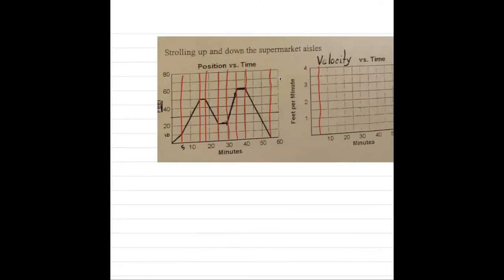10 divided by 5 is 2. So my velocity right here should be 2. And again, it's constant slope, so constant velocity, so horizontal line. All right, move to the next block.